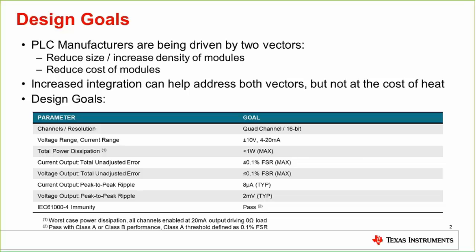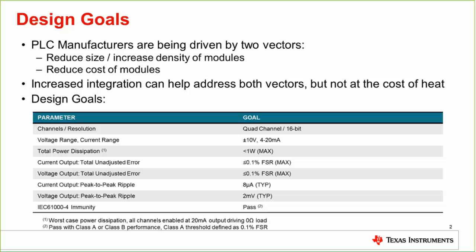So we came up with these basic design goals, which are quite common for most PLC manufacturers, which are listed below. Hitting the high points, we're going to have 4 channels with 16 bits of resolution supporting both voltage and current outputs. The voltage output in the span of plus minus 10 volts, and the current outputs in the most ubiquitous terms of 4 to 20 milliamps. The magic number that we're trying to hit in terms of power dissipation, which relates to heat dissipation, is less than 1 watt.